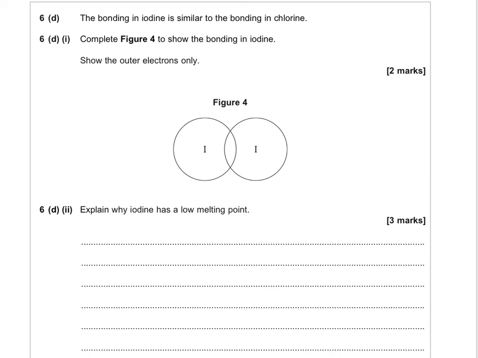Question 6d. The bonding in iodine is similar to the bonding in chlorine. Complete figure 4 to show the bonding in iodine. Show the outer electrons only. So both of these elements are in group 7 of the periodic table. So they've got 7 electrons in their outer shells. Now electrons really like to go around in pairs. So we are going to put the pairs of electrons in now.